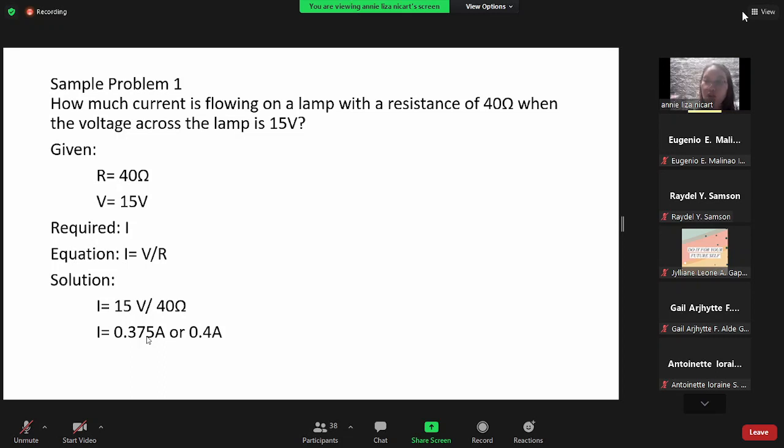So what did we say? When we divide or multiply, the final answer should have the same number of significant figures as the least number of significant figures in the given. And what is the least number of significant figures in the given? 1. So your final answer should have only 1 significant figure. You have to round off your final answer to one significant figure. So the final and accepted answer is 0.4 amperes.